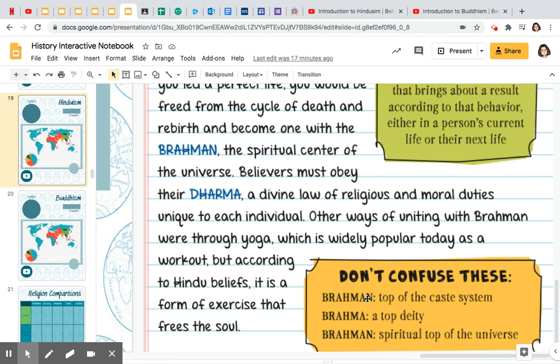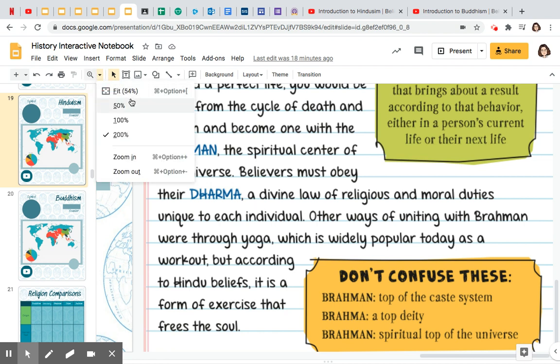Now, quick things, to not get confused. A Brahmin is the top of a caste system that we will talk about when we talk about the Indus Valley River civilization. The Brahma is the top deity. A Brahman is the spiritual top of the universe.